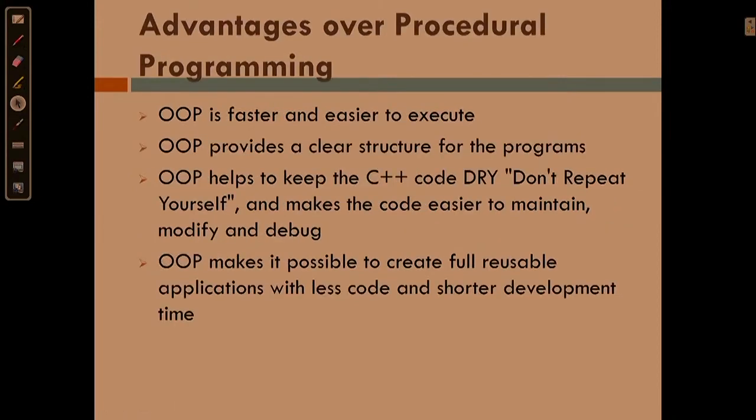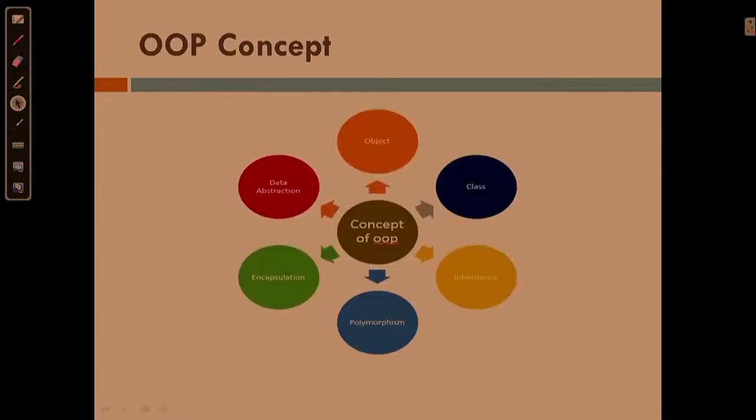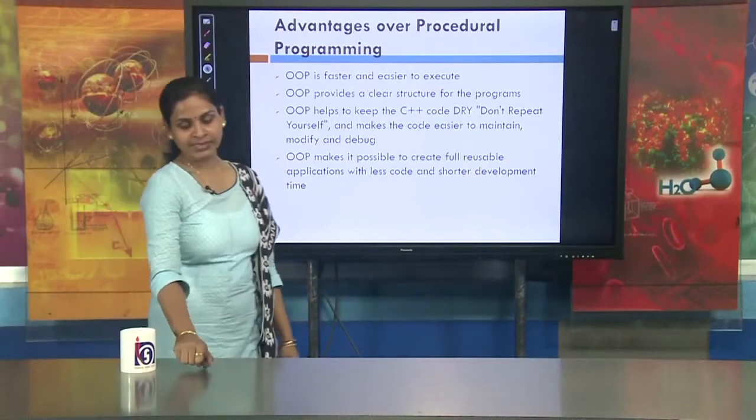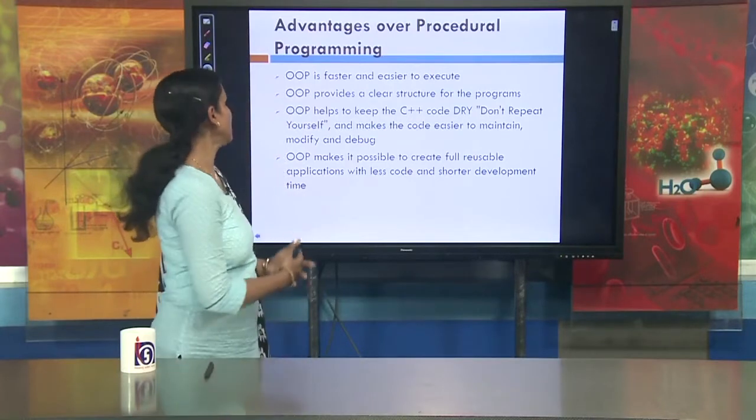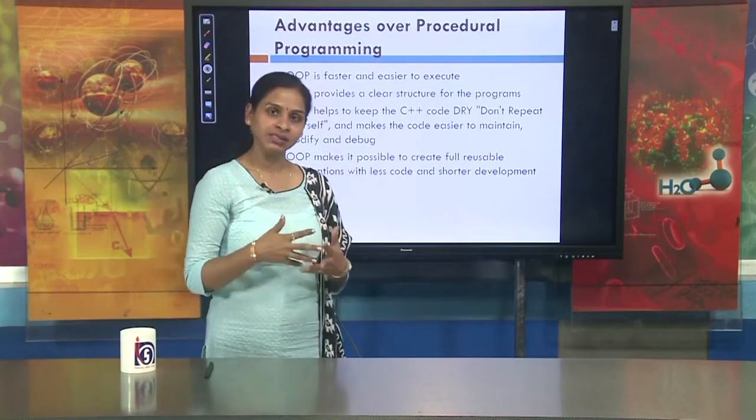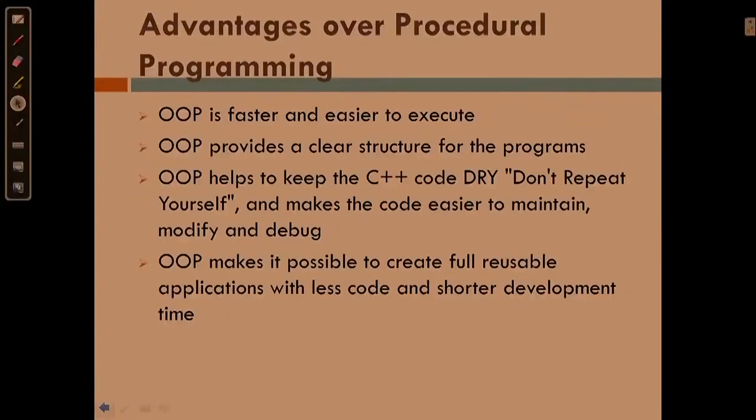See, let's move to the first slide. See, these are the basic advantages of object oriented programming over procedural programming. OOPS is faster and it is easy to execute. Then the second one is OOPS programming structure. It provides a clear structure of a program and it is easy to write and use. So next we will see what is this OOPS concept. Many times I have said C++ is based on OOPS concepts. C++ is based on object-oriented programming structures.